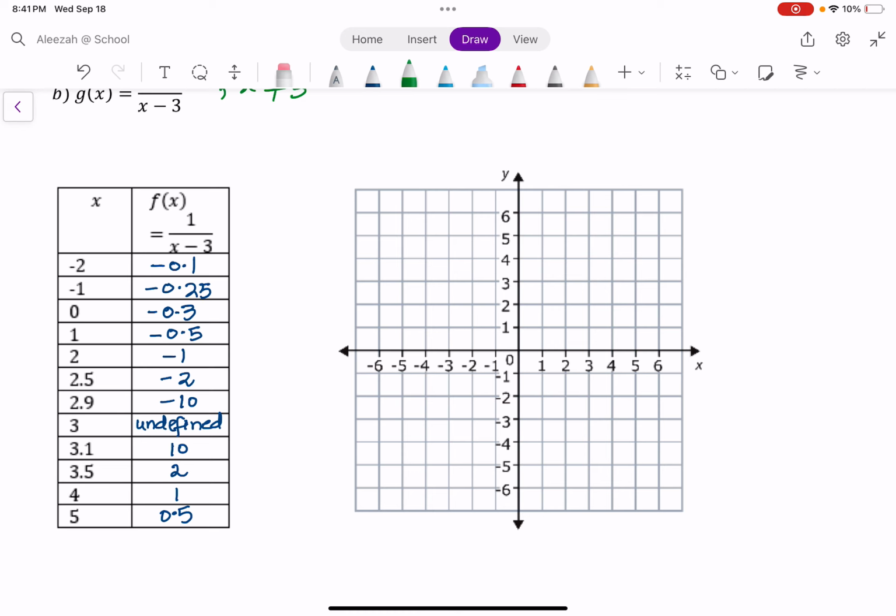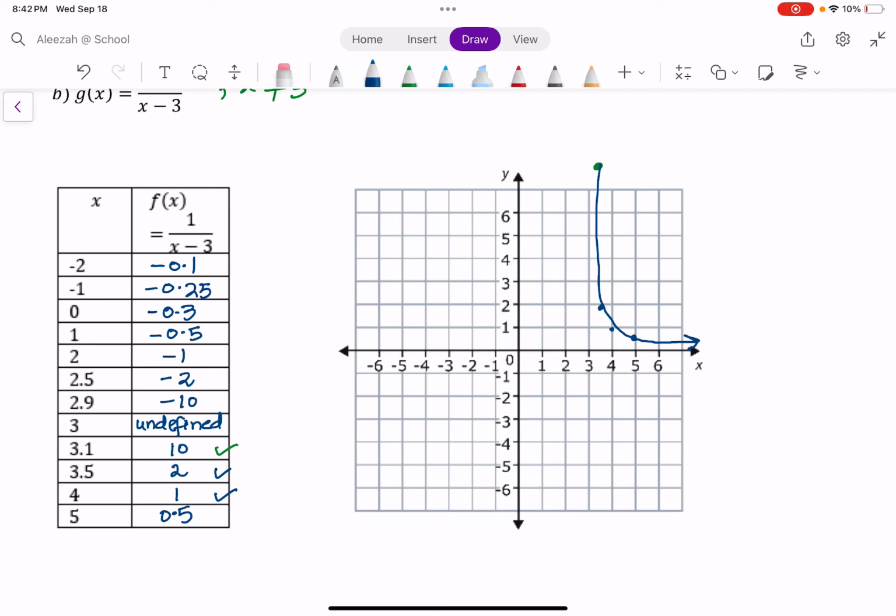So here, if I plot my values, let me start at 3.1. You know that is 3, right? So 3.1 is very close to 3, and my y value is 10. Again, the 10 is not here, so that's my point. Okay, and then when I take 3.5, my y value is 2. So that's the point. When I take x as 4, my y value is 1. When I take x as 5, it's 0.5, right? So if I graph it, it will look something like that.